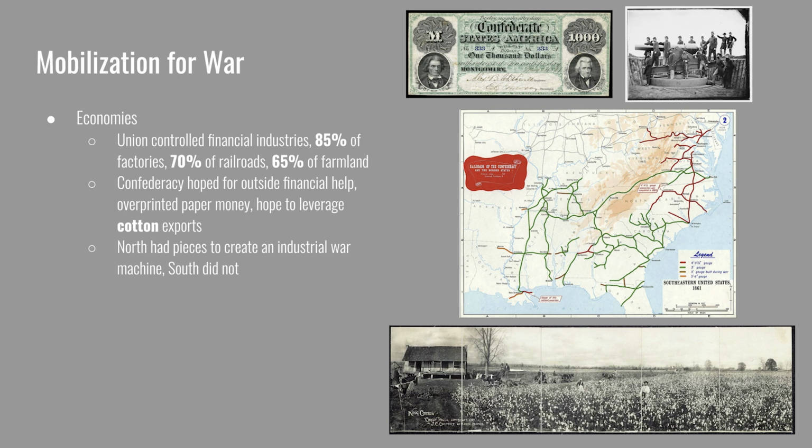The Confederacy was hoping for outside financial help from Britain from the beginning of the war, as they were the main trading partner for Southern cotton. When the Southern ports were blocked by the Union Navy, the Confederacy began to print paper money to pay for war supplies, which led to huge inflation and hurt their economy. Since the Confederacy was hoping to finance the war on their cotton exports, and they were quickly unable to export any, they experienced a quick economic collapse. The North had all the pieces to create an industrial war machine. The South did not.